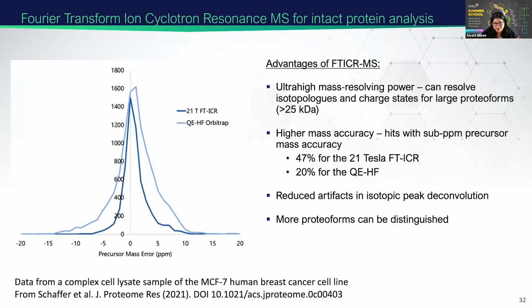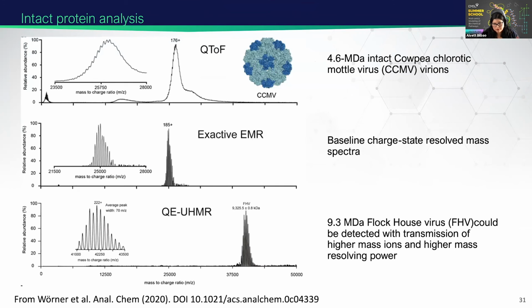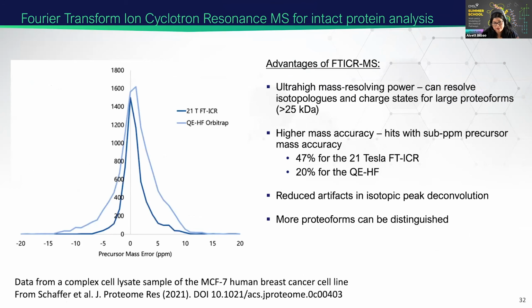These instruments are commercially available or recently modified. We have here instruments for FT-ICR, Fourier transform ion cyclotron resonance mass spectrometry, with the highest resolving power, at 21 Tesla. So it can better resolve the charge envelopes to detect these big, large molecules.